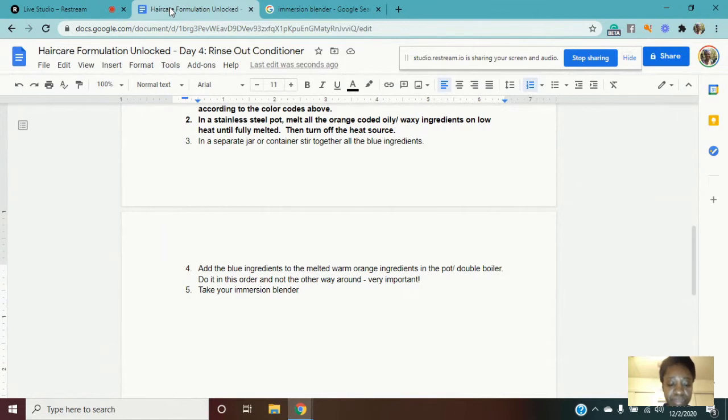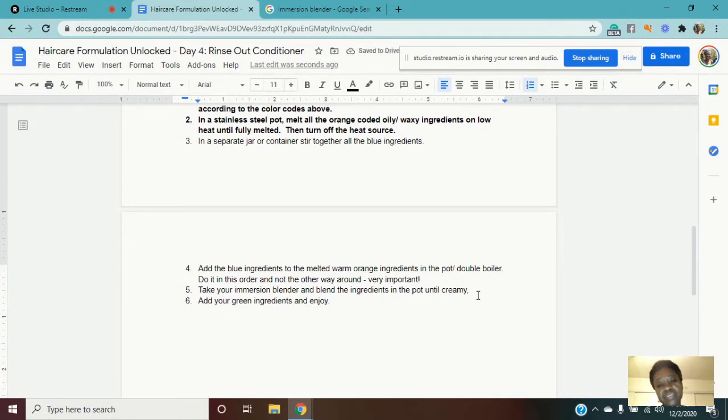All right, so take your immersion blender and blend the ingredients in the pot until creamy. This part usually takes seconds. So like 15 seconds, it'll be nice and creamy. All right. And then after that, add your green ingredients, and enjoy.